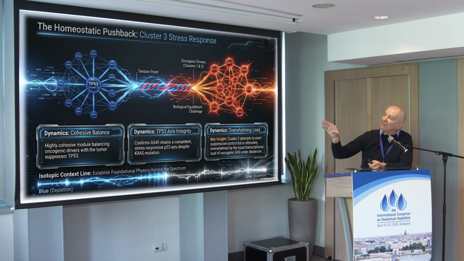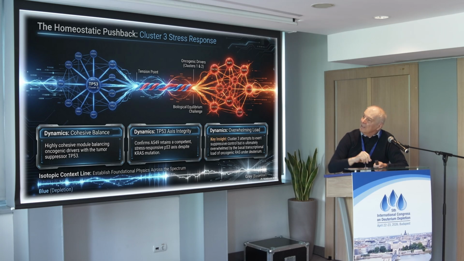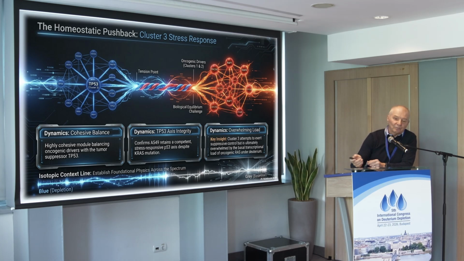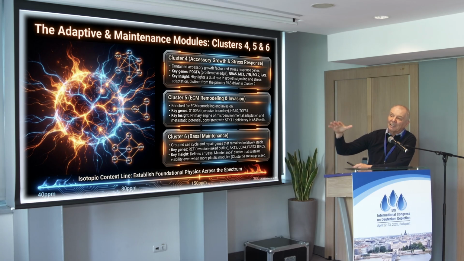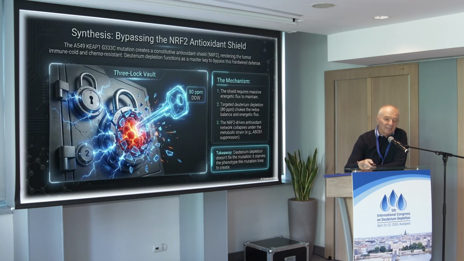This is the 3rd cluster, where TP53 tries to balance against cancer. On the right side, you see the cancer, which is ignited, but TP53 tries to balance this effect. And here I show cluster 4. This is growth and stress response. Cluster 5, ECM remodeling and invasion. So if you increase this at 300 ppm, it's a very bad thing. If you decrease it, it's a good thing. And cluster 6 is the basal maintenance.